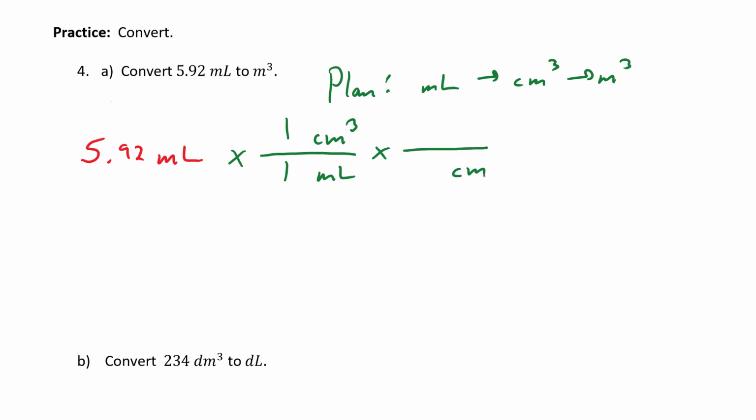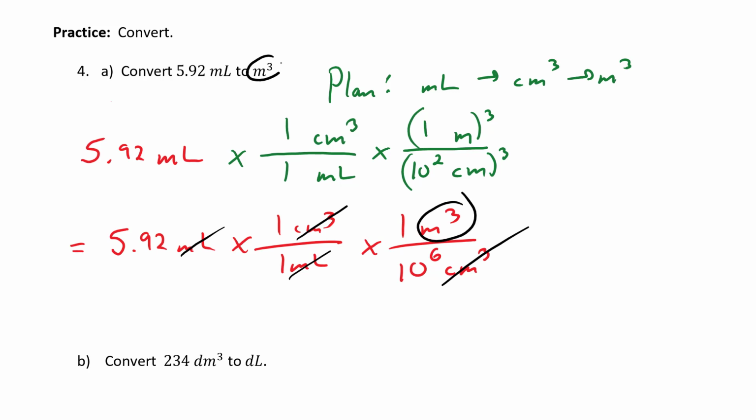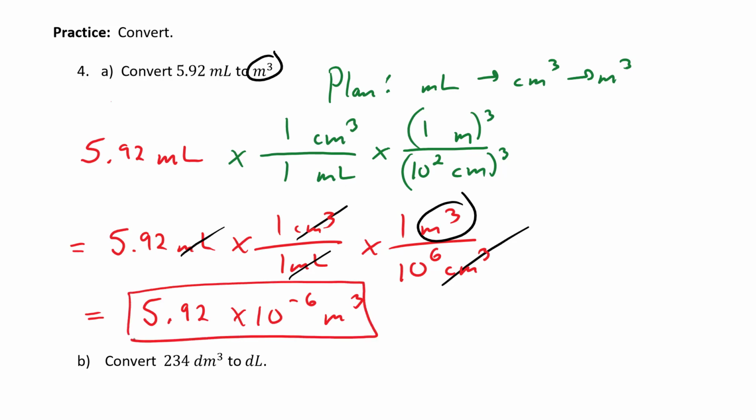I will then convert centimeters on the bottom, meters on the top. 1 meter is 100 centimeters, but it's cubic units, so I will cube the top and I will cube the bottom. This will then give me 5.92 milliliters times 1 centimeter cubed divided by 1 mil multiplied by 1 meter cubed over 10 to the 6 centimeters cubed. Mils cancel mils, centimeters cubed cancel centimeters cubed, meters cubed is what I was asked for. 5.92 times 10 to the minus 6 meters cubed. Final answer.